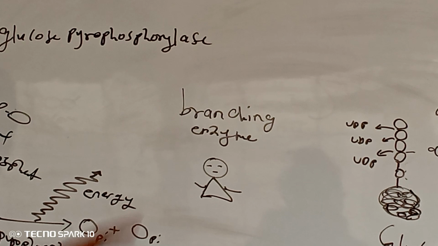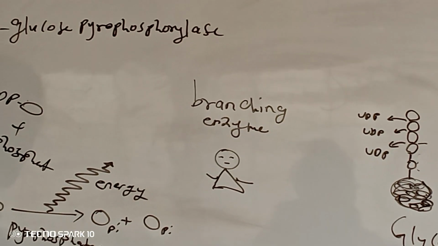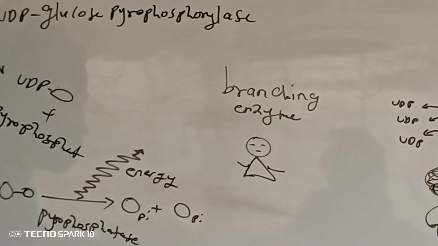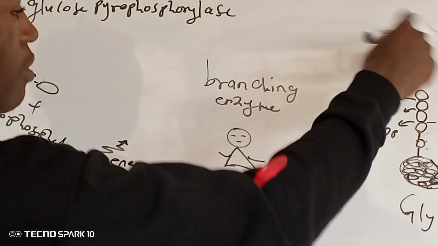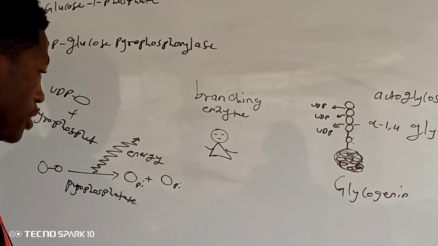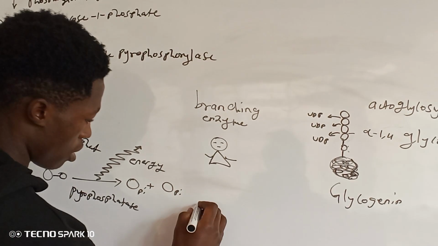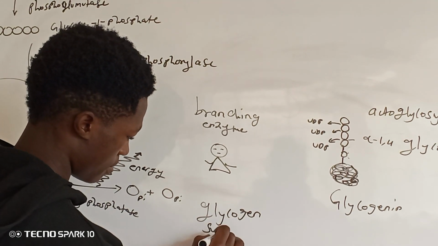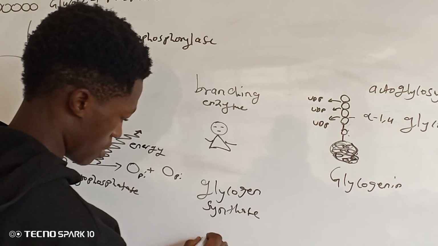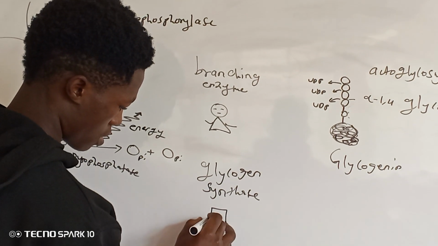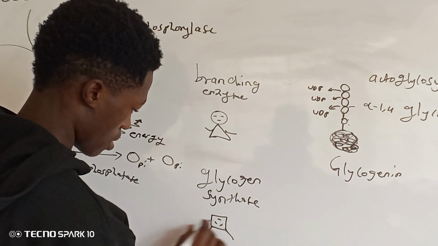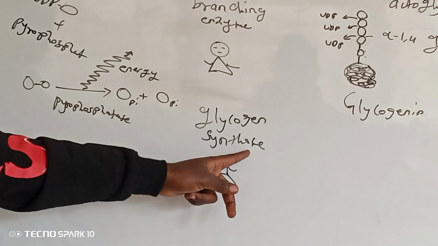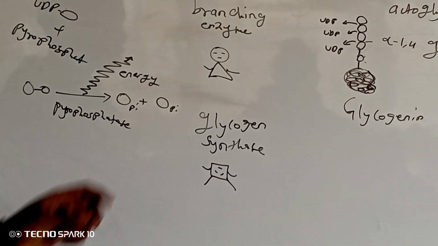Alright. What is this branching enzyme going to do? But before we get to branching enzyme, there's another enzyme that's going to come before it, so that we can make sure that we add enough of these glucose molecules to form something that's very heavy. So what is that enzyme? That enzyme is going to be called glycogen synthase. You have glycogen synthase and branching enzyme. They are going to come into play.